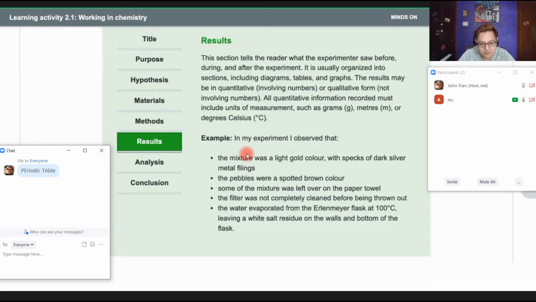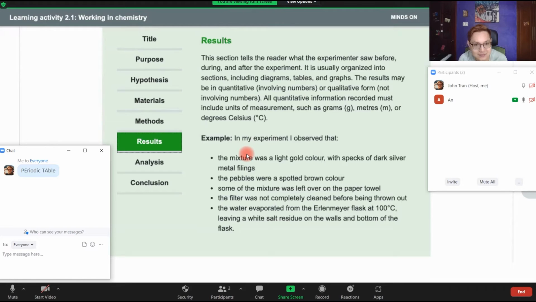Results. This section tells the reader what the experimenter saw before, during, and after the experiment. It is usually organized into sections including diagram, table, and graph. The results may be in quantitative form, involving numbers, or qualitative form, not involving numbers.